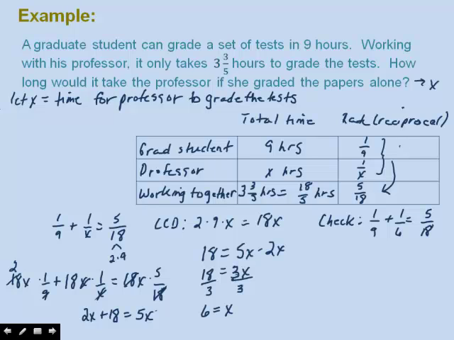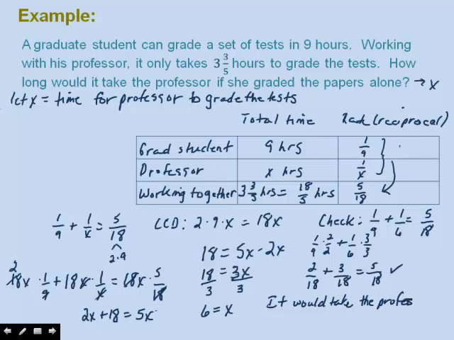So we could do this by getting a common denominator between 9 and 6, which would be 18. So we take 1/9 times 2 over 2. We take 1/6 times 3 over 3 to get our denominators of 18. That would give us 2/18 plus 3/18. And if we add those together, we're going to get 5/18. So that checks. That means that our x equals 6 is our solution. It would take the professor 6 hours to grade the test alone.